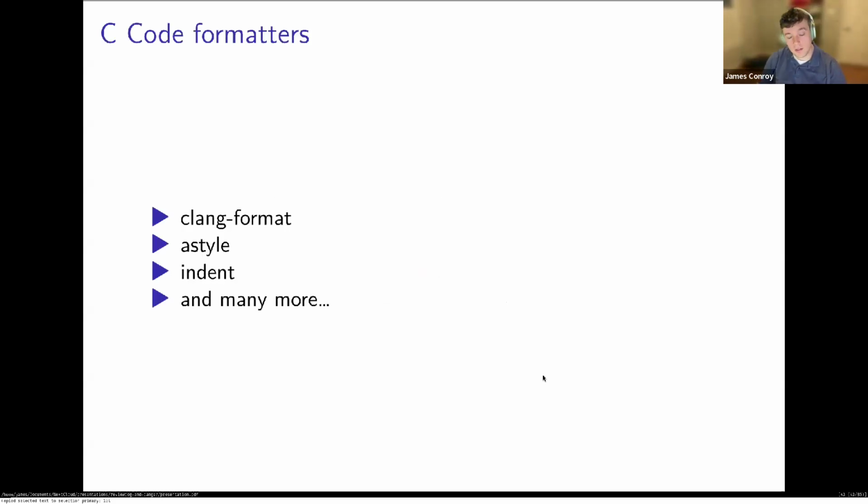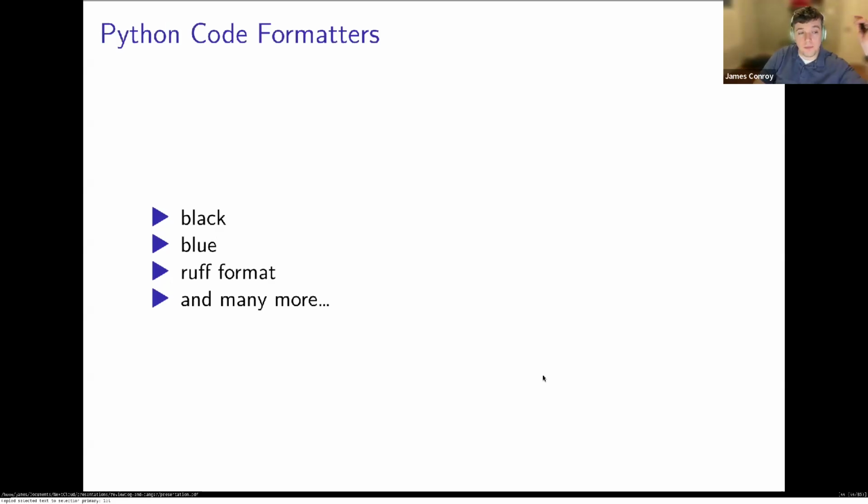Some are lucky enough to have several. So again, C, it's a wild west out there. You've got playing a format, A style, indent, anything you want. I'm sure someone's written a couple of formatters in Ruby just for the heck of it. Python, you've got black, blue, ruff.